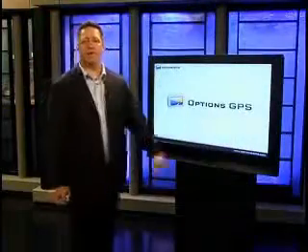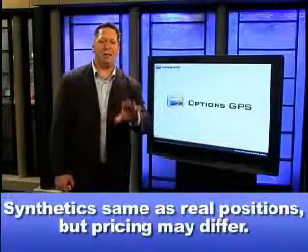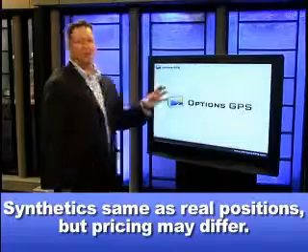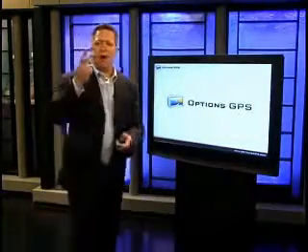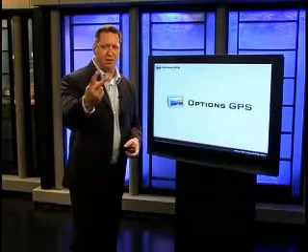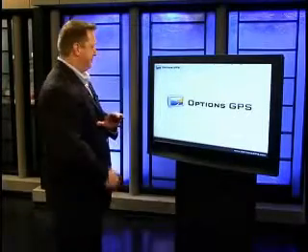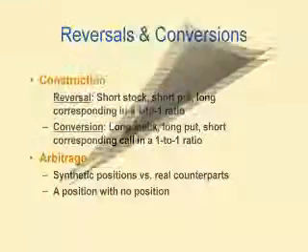Now that we've covered synthetic positions, that's going to lead us right into something called reversals and conversions. The reason it leads us right into it is we now have a situation where we've got two positions that are identical in every sense, but could be priced differently. That sets up a little situation called an arbitrage.